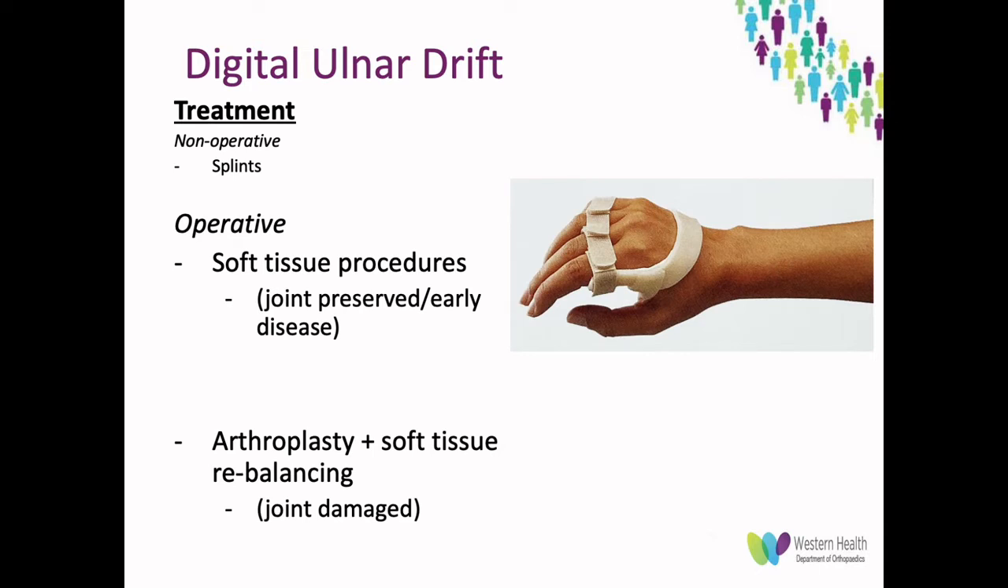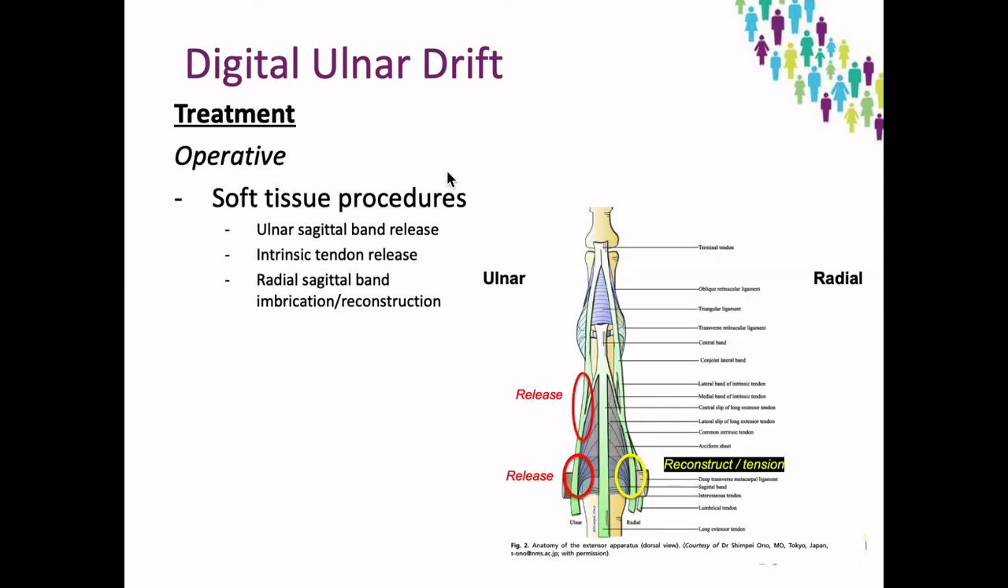Non-operative treatment with splinting is limited, and effectiveness and compliance are major issues here. In terms of operative treatment, the goal is to rebalance ulnar and radial deviating forces, aiming to overcorrect the deformity a bit, as it usually can recur to an extent. So treatment choice depends on whether the joint is preserved or not.